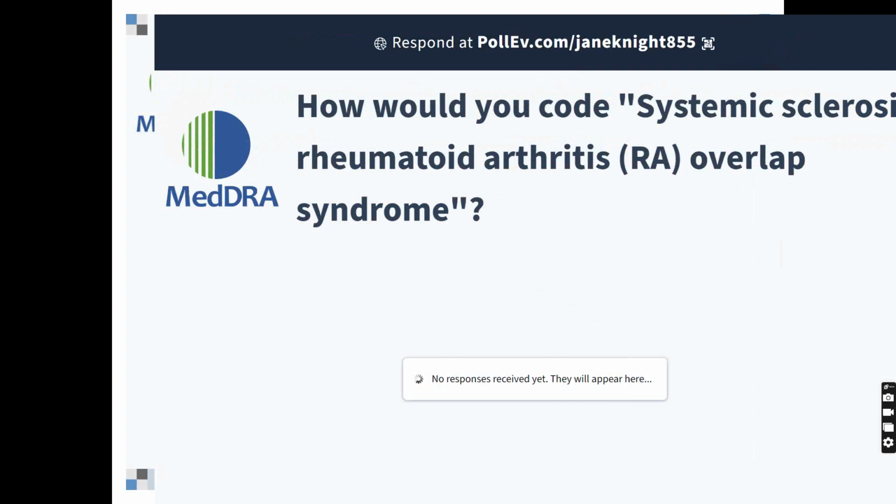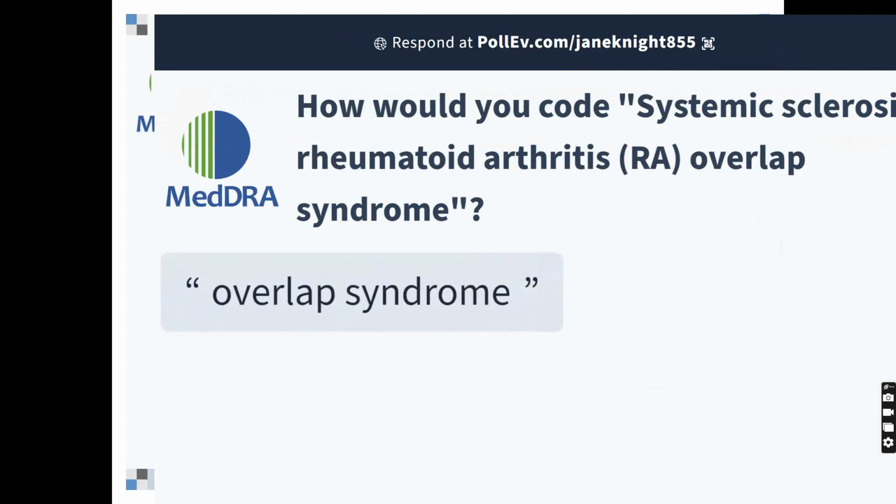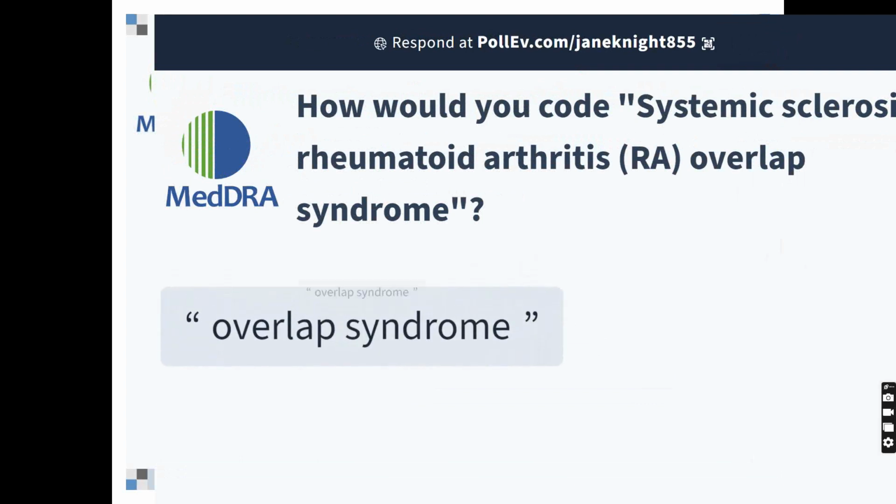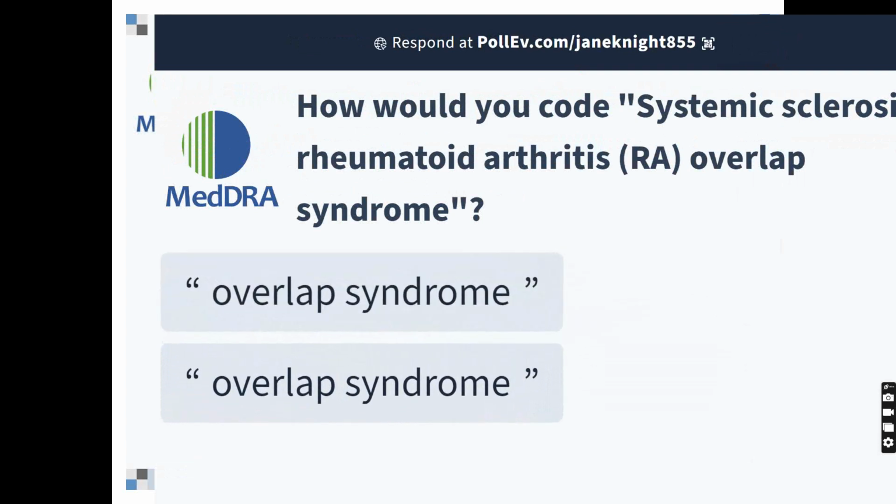I've got a free text for you here, so you can type in, whether you use your browser or you give us an idea of what you'd search for: systemic sclerosis, rheumatoid arthritis, overlap syndrome.